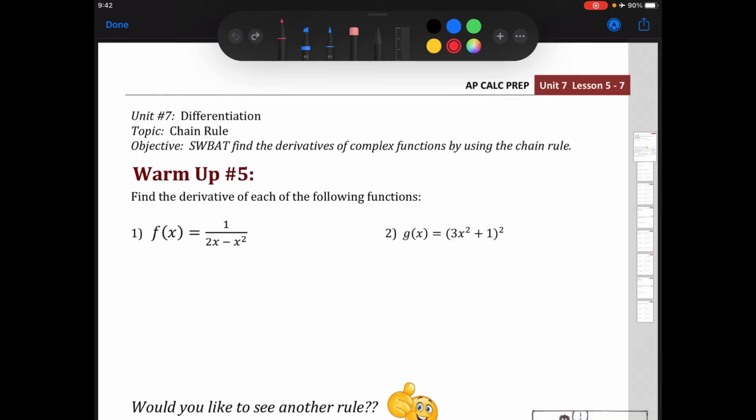Our topic today is the chain rule. So let's start with the warm-up. Pause your video and try the warm-up, please.